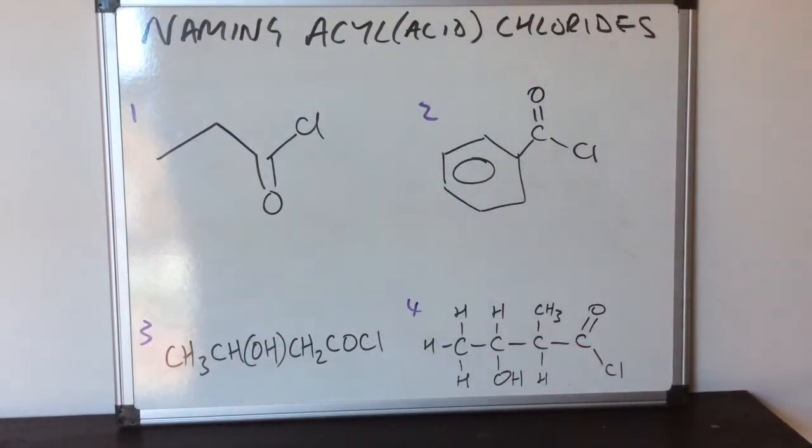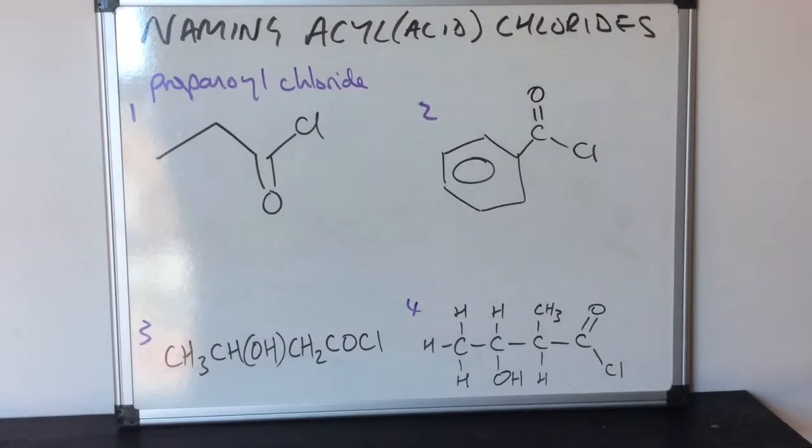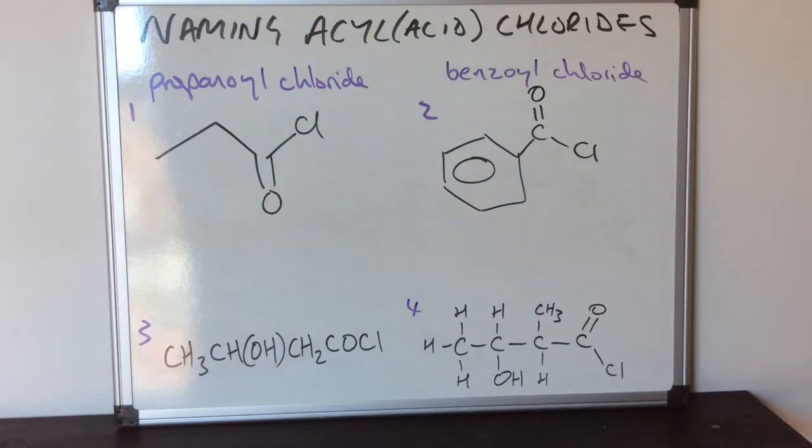So we'll just do a quick naming exercise now. There's 4 acyl chlorides on the screen. If you want to have a go at naming them, pause the video and then I'll go through the names. So you can see the first one there has 3 carbons, so that's just called propanoyl chloride. The second one is the acyl chloride of benzene, and so we call that benzoyl chloride.